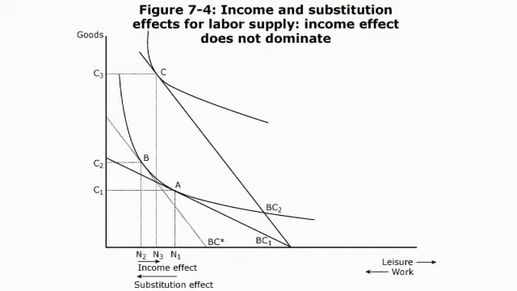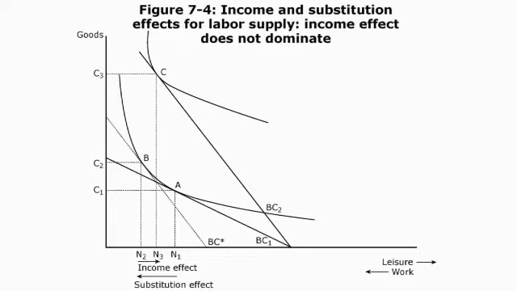Figure 7.4. So we have an original outcome with a budget constraint BC1. Okay? Now imagine that the wage goes up. So we move to BC2. BC2 is a budget constraint with a higher wage. Okay, the wage goes up.